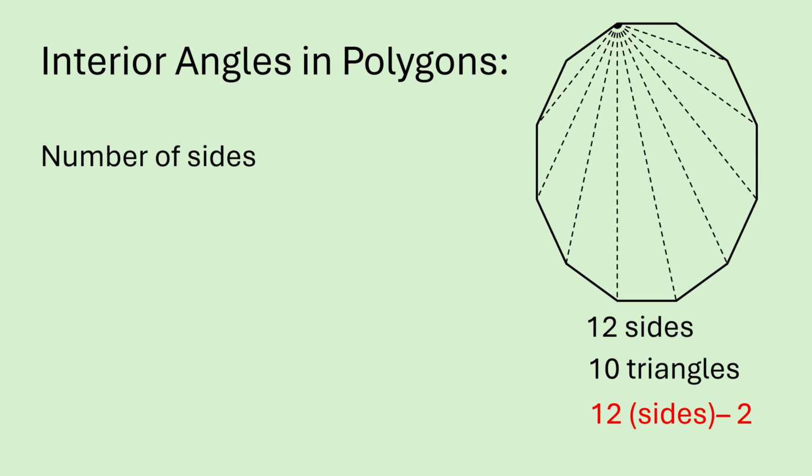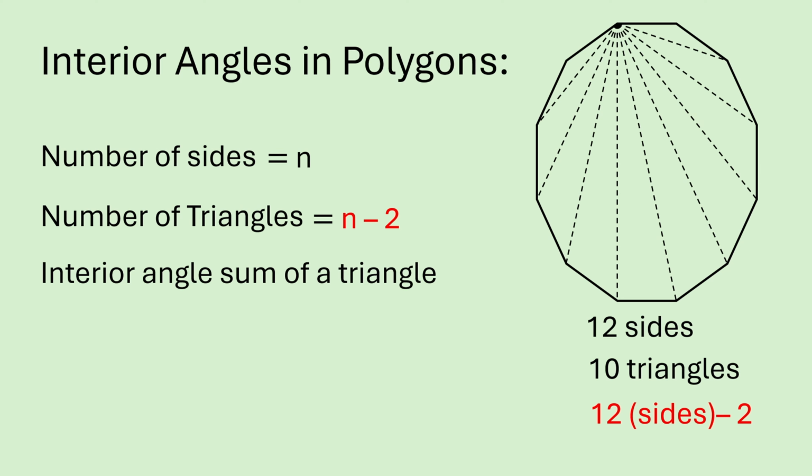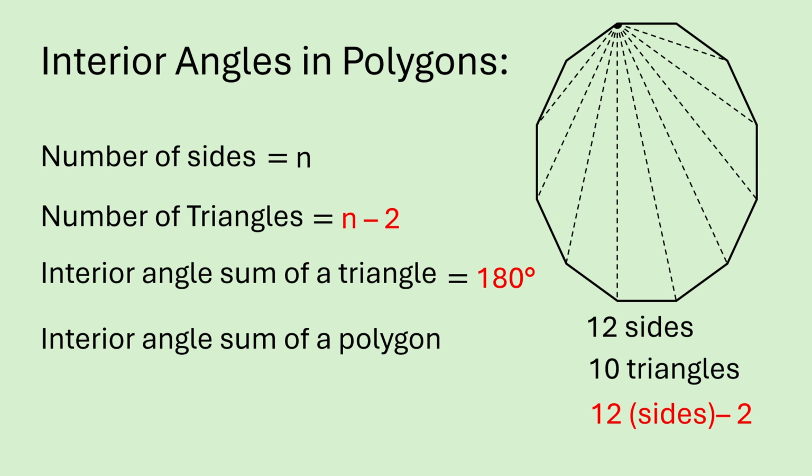If the number of sides in a polygon is equal to n, then the number of triangles is equal to n minus 2. The interior angle sum of a triangle is always 180 degrees. So the interior angle sum of a polygon is equal to the number of triangles multiplied by the interior angle sum of a triangle. So this is the final formula for the interior angle sum of a polygon: (n minus 2) multiplied by 180 degrees.